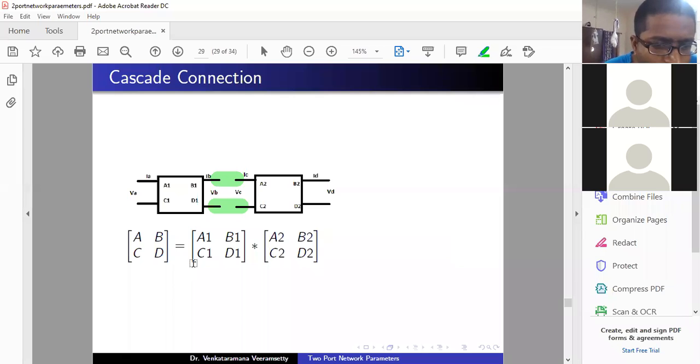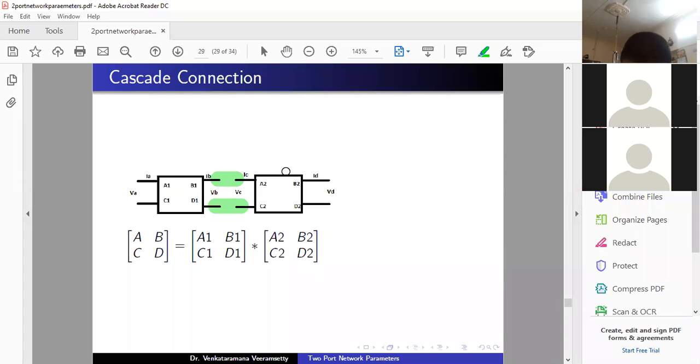See, A1, B1, C1 and D1 are the ABCD parameters of the first two-port network and A2, B2, C2, D2 are the ABCD parameters of the second two-port network. If these two-port networks are connected in cascading way, meaning output of the first two-port network is connected to the input of the second two-port network, now we will get one new two-port network. This new two-port network has ABCD parameters equal to the multiplication of the ABCD matrix of the first two-port network with the ABCD matrix of the second two-port network, right?